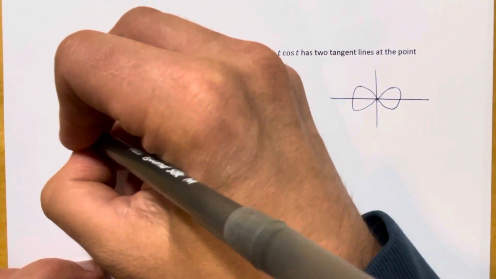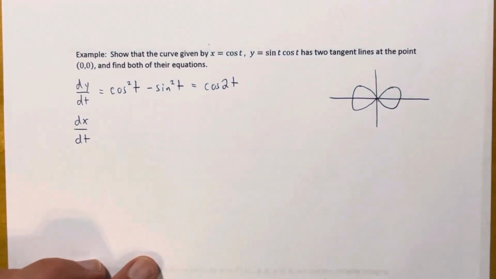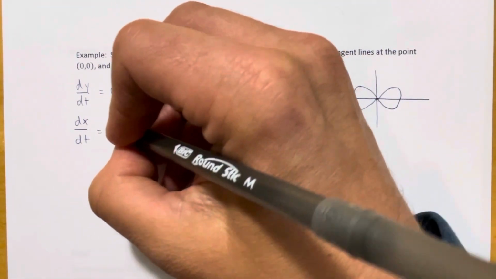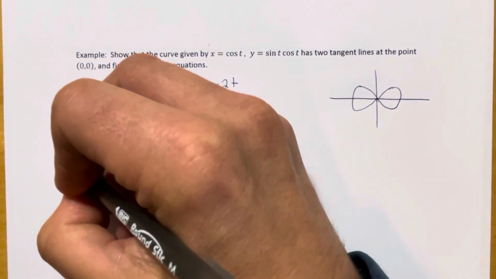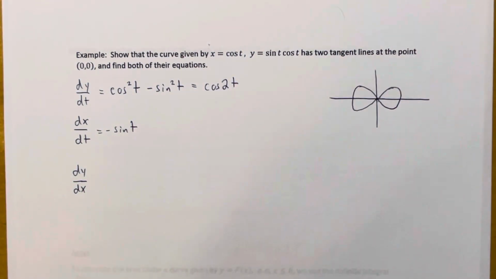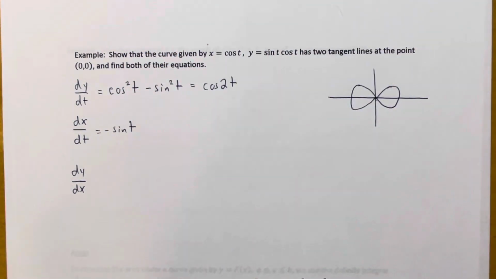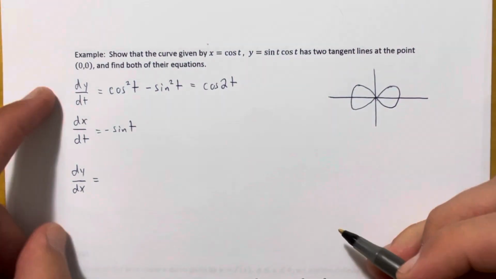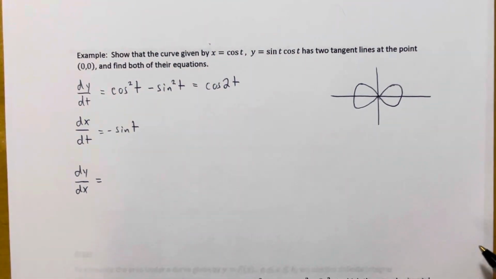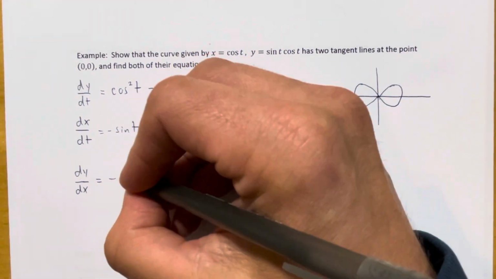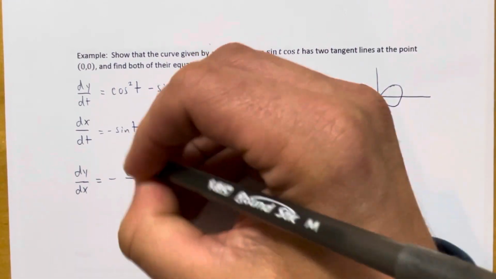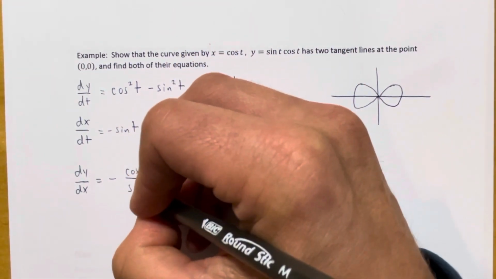We also need dx dt. Dx dt is easy. It's just the derivative of cosine of t, which is negative sine of t. So that tells me that dy dx, which is the one derivative that actually gives me slope, these things by themselves don't give me slope, is equal to dy dt over dx dt. That's what we just derived on the previous page. So that would look like negative cosine of 2t over sine of t. There's my dy dt showing up, with the negative coming from here.